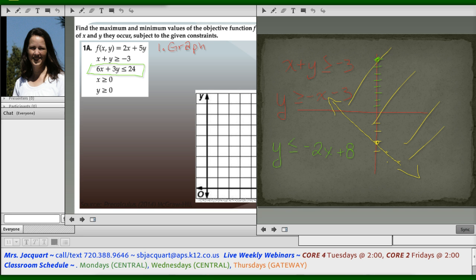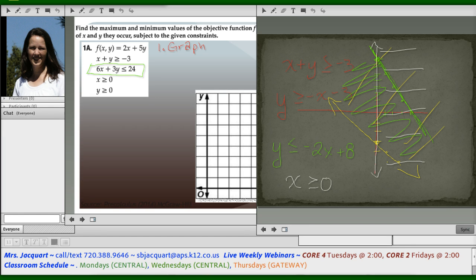And then I'm going to go down 2 over 1, down 2 over 1. So 1, 2. I'm going to draw my line here. Okay, and then this one, it says that it's less than, so I'm going to shade over here. Okay, and then the next part that we have is x is greater than or equal to 0. So that means that I have this line here, and I'm shading on this side.